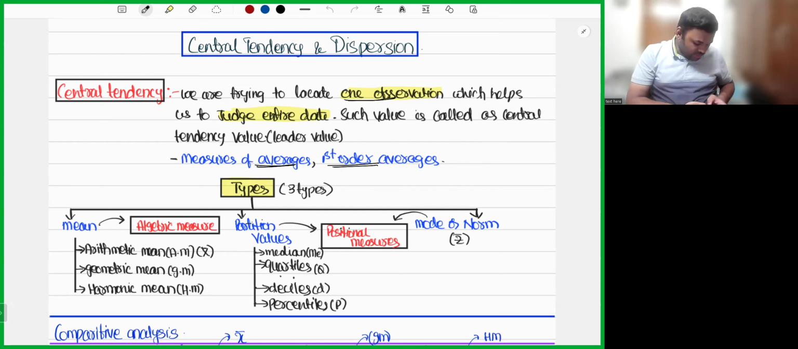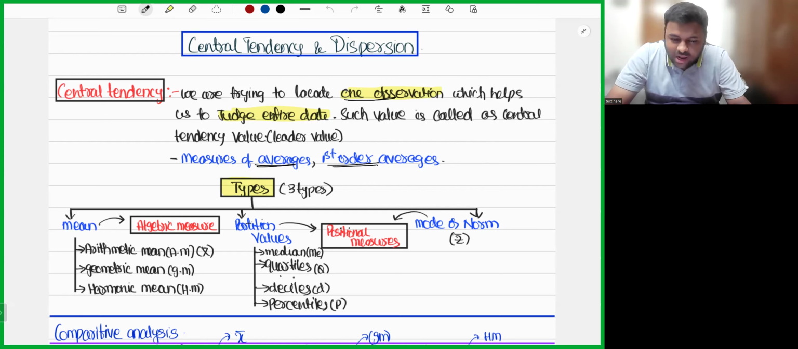Next, I said you have 4 partition values: median, quartile, decile, percentile. Median 2 parts, quartile 4 parts, decile 10 parts, percentile 100 parts. You will have 1 median, 3 quartiles, 9 deciles, 99 percentiles. Be careful. So how will you do it in case of individual data? First, we arrange the data in ascending order. Then you will apply the formula j into n plus 1 by 4, n plus 1 by 10, n plus 1 by 100 accordingly for quartile, decile, percentile.